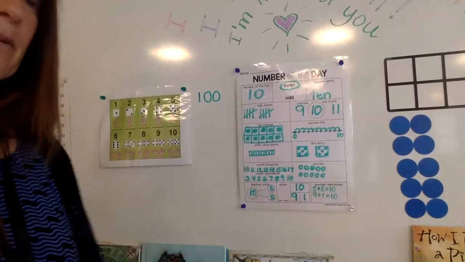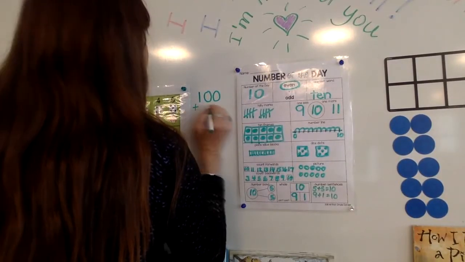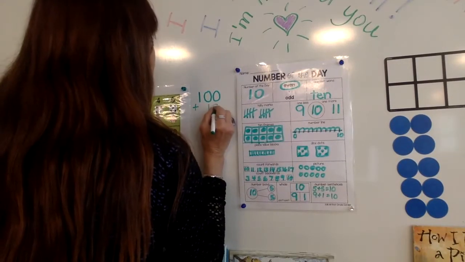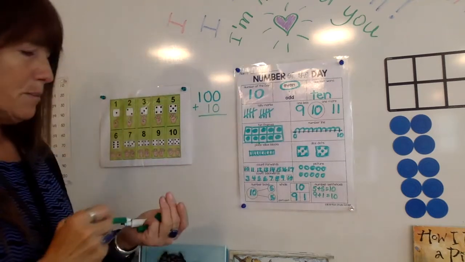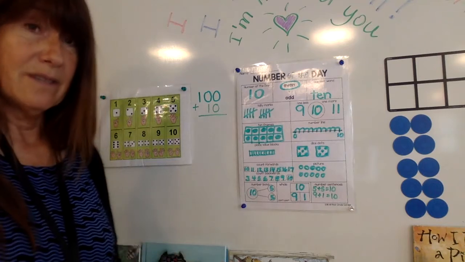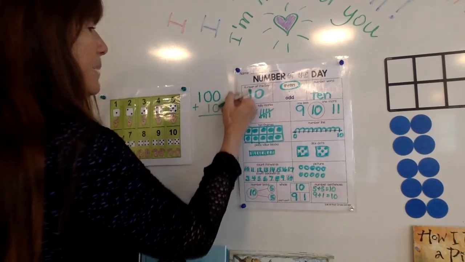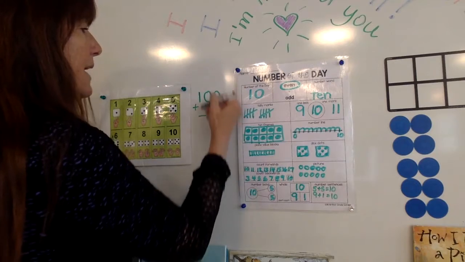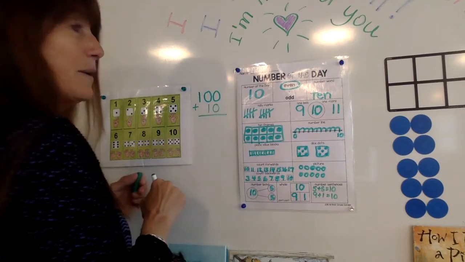Okay, so if I add 100 to 10, I'm going to do it like this. I'm going to put 10 here. Now, when we add numbers in a vertical column like that, you know, vertical means up and down, we have to remember to keep everything in its correct place. So this is ones, tens, hundreds.